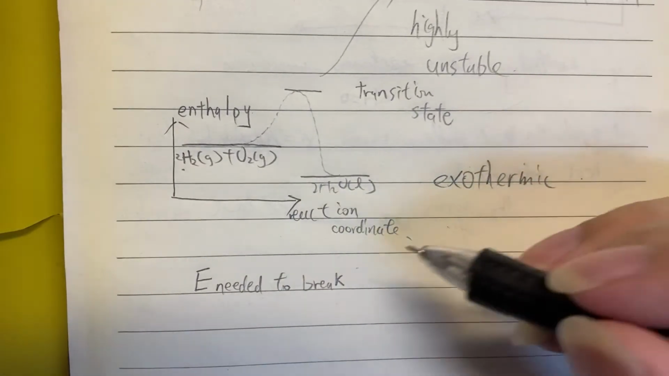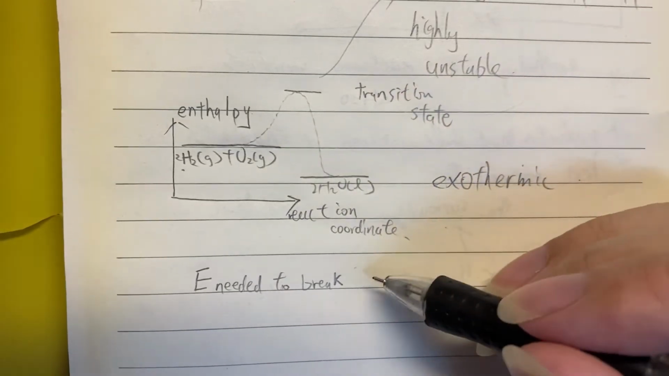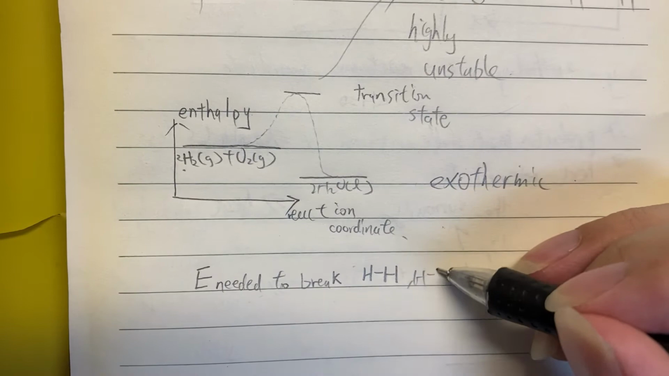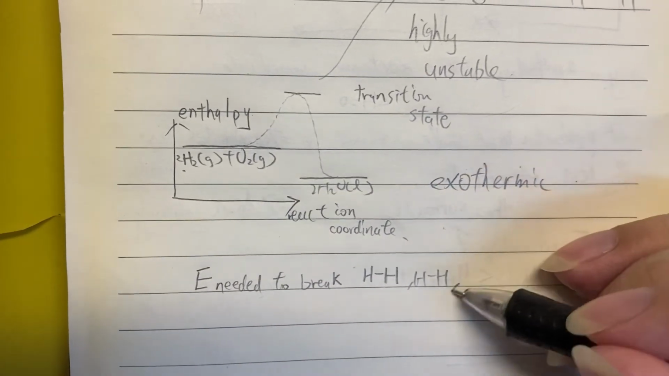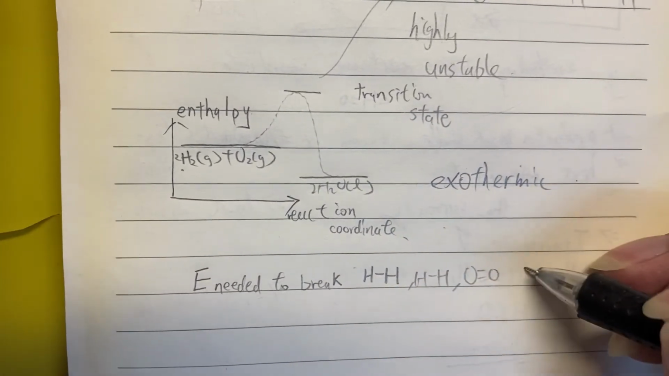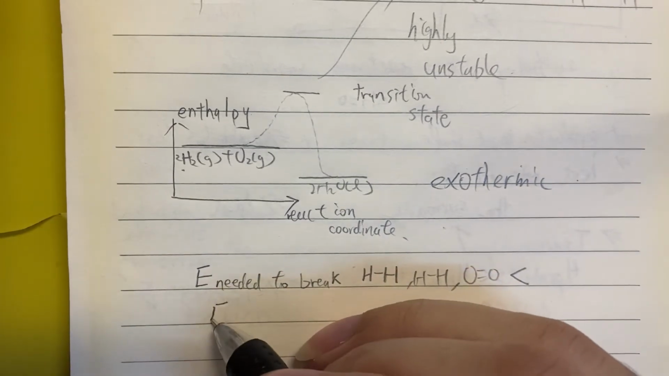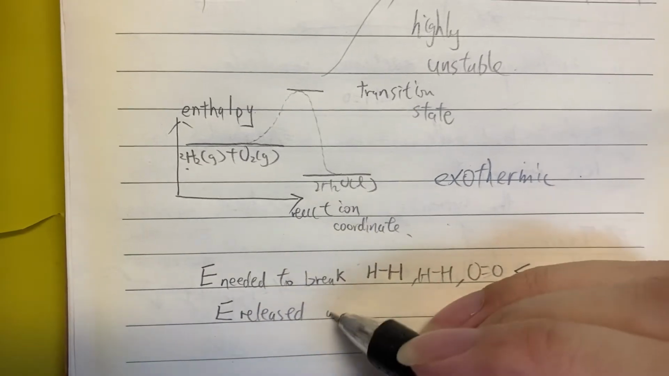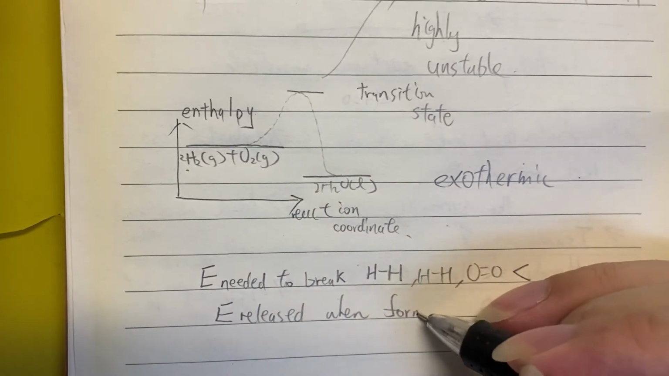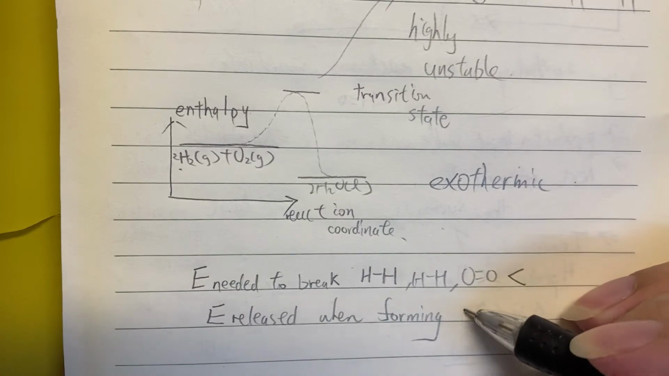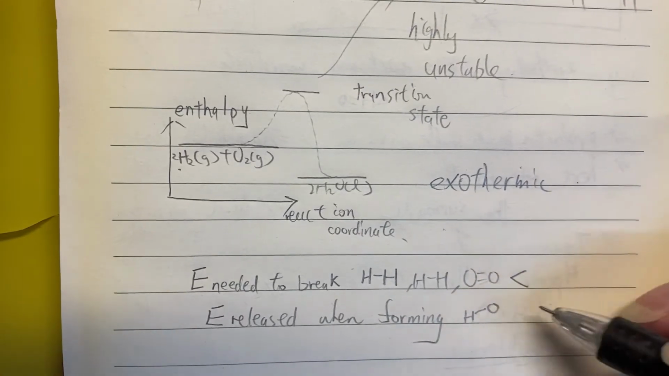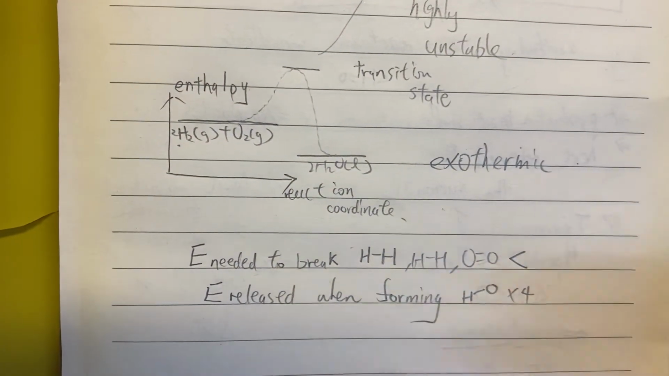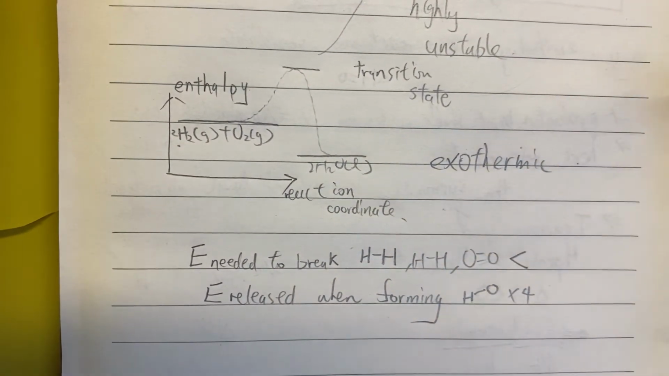And more precisely, the energy in this case needed to break down the hydrogen single bond and the O=O double bond is smaller than the energy released when bonds form. So the overall result is that some energy will be released to the surroundings.